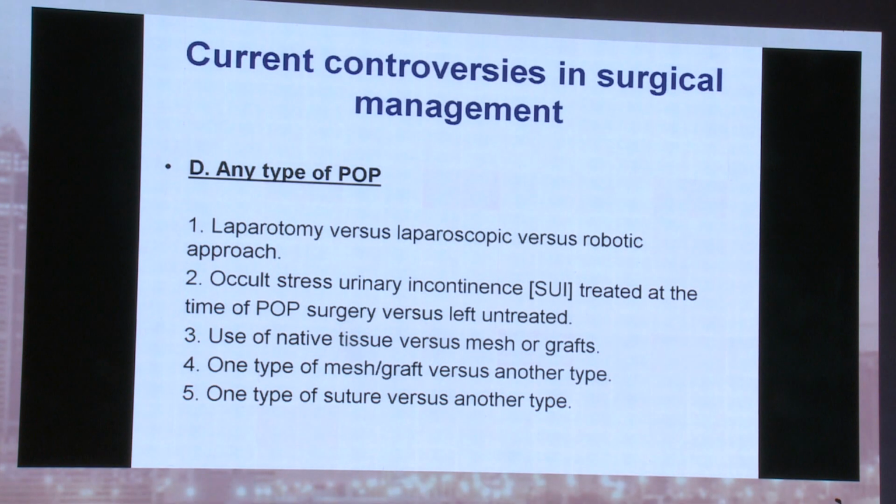For any type of prolapse, if we decide to do an abdominal repair, should we do laparotomy, laparoscopy, or more recently, robotic approach? Occult stress incontinence, I'm not going to get into this because of the interest of time, but if we have occult stress incontinence, that means stress incontinence hidden by prolapse. If you reduce the prolapse, you'll have stress incontinence. If we decide to do a prolapse operation, should we repair stress incontinence at the same time or wait after surgery and see what happens, and then repair stress incontinence if it persists? Should we use native tissue or grafts? And which type of graft to use and which type of suture should we use for repair?